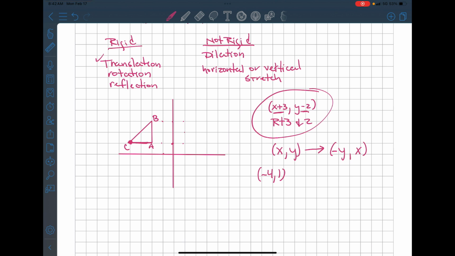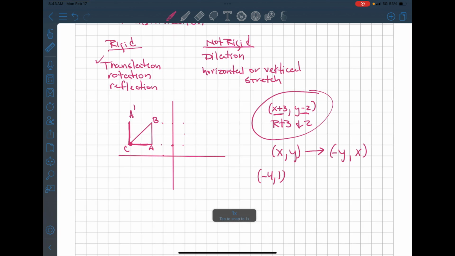And so I'm just going to flip this line 90 degrees. So this will now be A prime. And so this line now gets to go here, or, well, it may be easier to do AB, which will be here, and then connect these, and C stays on C. So that is a rotation. It doesn't change the size, so it is a rigid transformation.